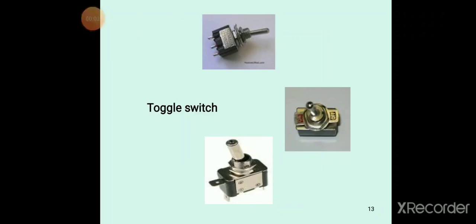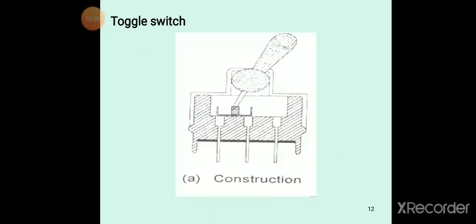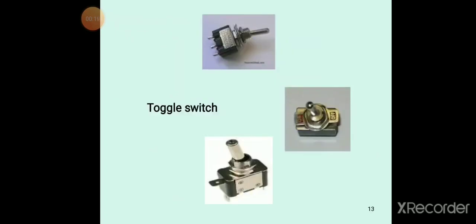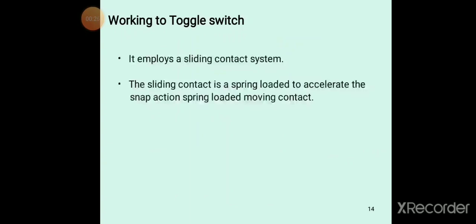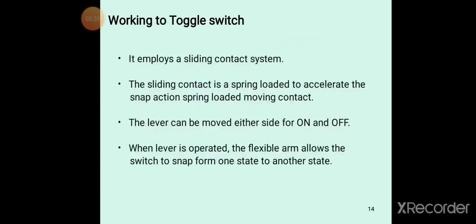We are discussing the toggle switch. You can see the toggle switch, how it is. The construction of the toggle switch is there. When the toggle switch acts as an elbow, it moves front and back. Working of the toggle switch: it employs a sliding contact system. The sliding contact system is spring loaded to accelerate the snap action. Spring loaded moving contact. The lever can be moved either side for on and off.